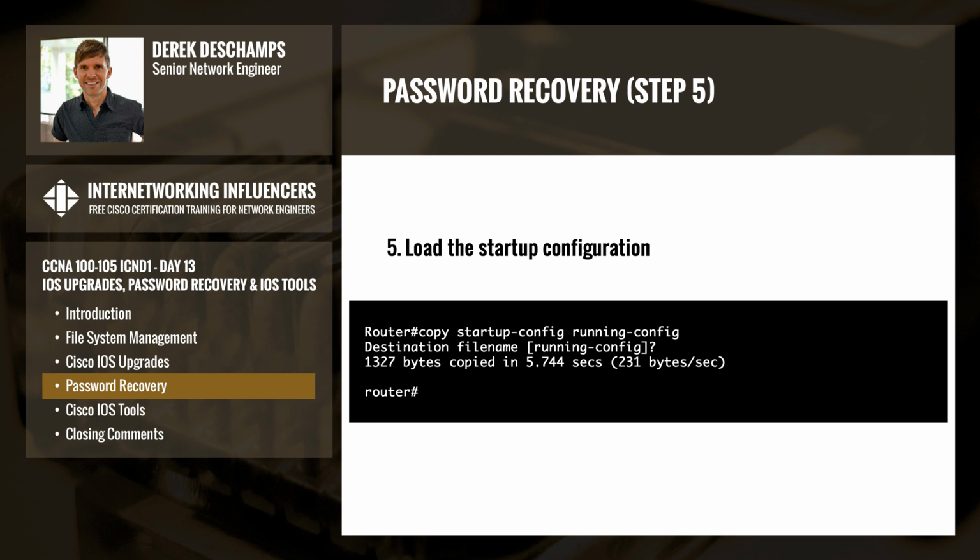The fifth step is to load the startup configuration. To do this, we enter the command copy startup config running config. Once this command has been entered, the device's startup configuration will be loaded. However, we will not need to know the passwords because we are already in privileged exec mode.